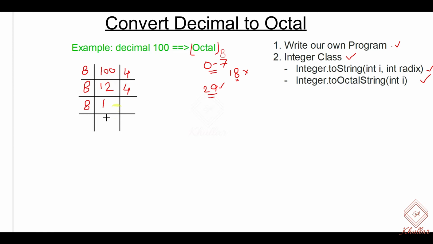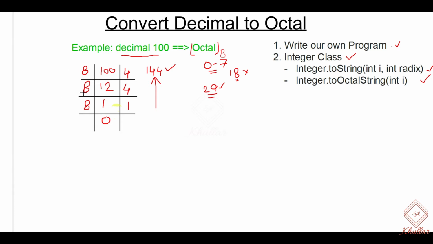1 by 8 is not fully divisible, so the quotient will be 0 in that case, and the remainder would be 1, because 1 cannot be divided by 8. That's it. Now we have reached 0, so we cannot perform the rest of the operation. So we got the octal which we were looking for. We will read our octal from bottom to top. So what is the octal? It is 1, 4 and 4. So the decimal 100 has the corresponding representation in the octal system of 144.